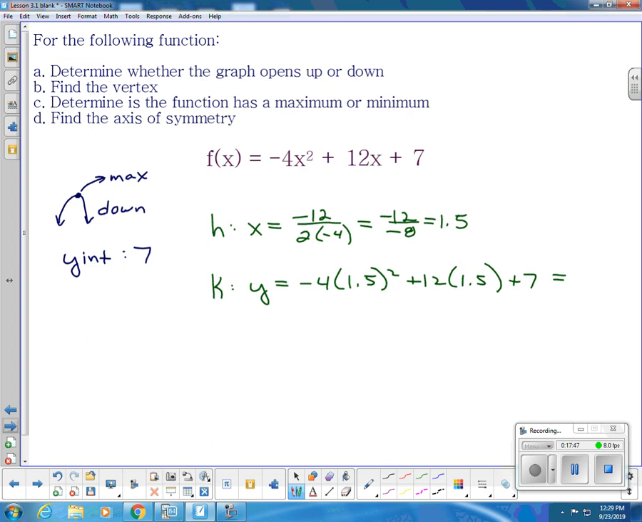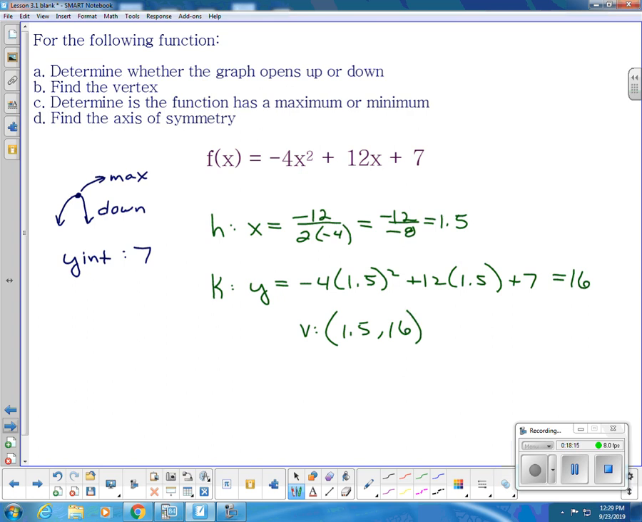And that is, what do you think? 6.5? Anybody putting this in their calculator along with me? I think it's 16. Try to remember from earlier. Am I right? Is it 16?